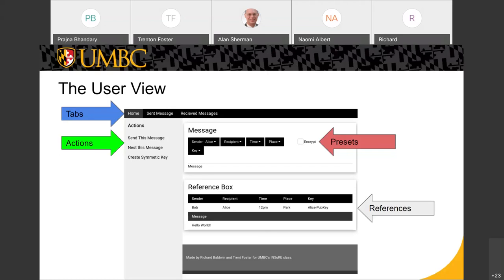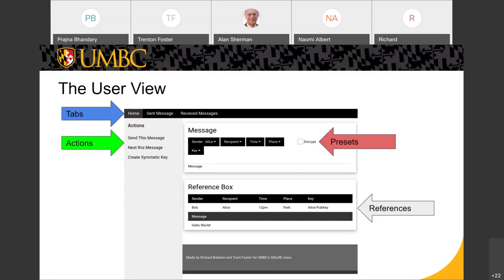Under message in the middle, you're going to see a number of drop-down boxes. These boxes all correspond to the fields that can be within the message. So you'll choose a sender, a recipient, a time, a place. These all have pre-filled values that you can pick from, which aren't necessarily what you have to use, but they're easy to use and we recommend that users use them. And you'll see the encryption box is just a checkbox because, like we said, this model is very symbolic. So encrypting the message isn't something you have to do yourself, which is part of what makes it beginner friendly.